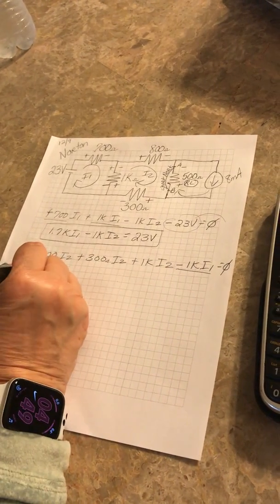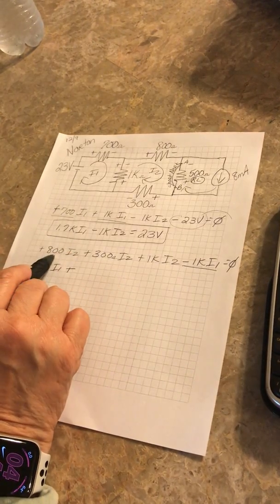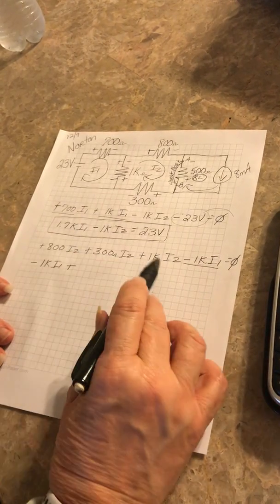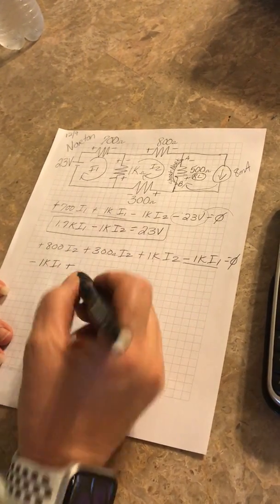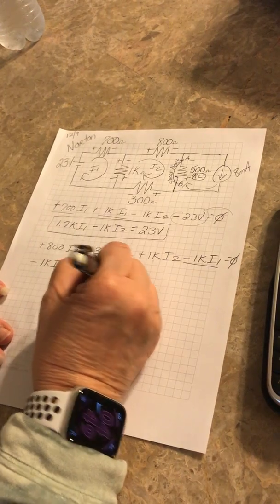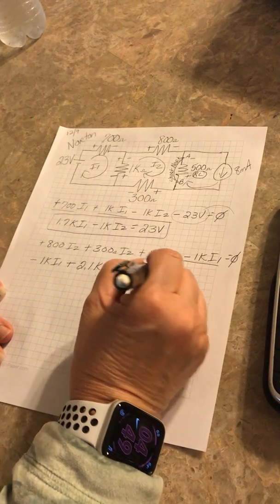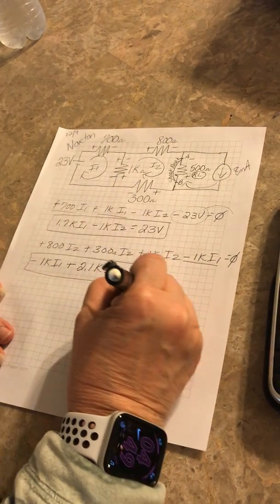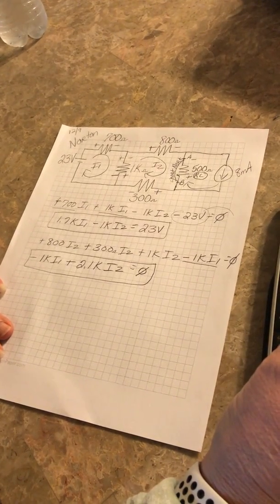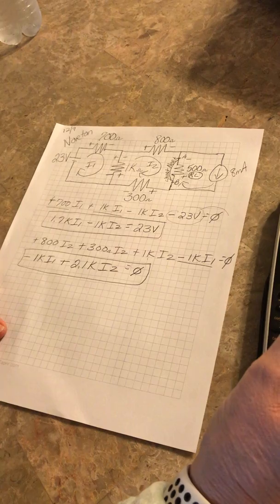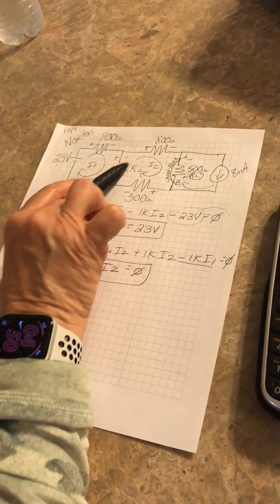So it would be negative 1K I1 plus, we have 800 I2, 300 I2, and 1K I2. So that's 1.8, that's 2.1K I2. There's no voltage there, so it equals 0. And this is our second equation. We put these equations in our calculator, and we get the I1 and I2 current.